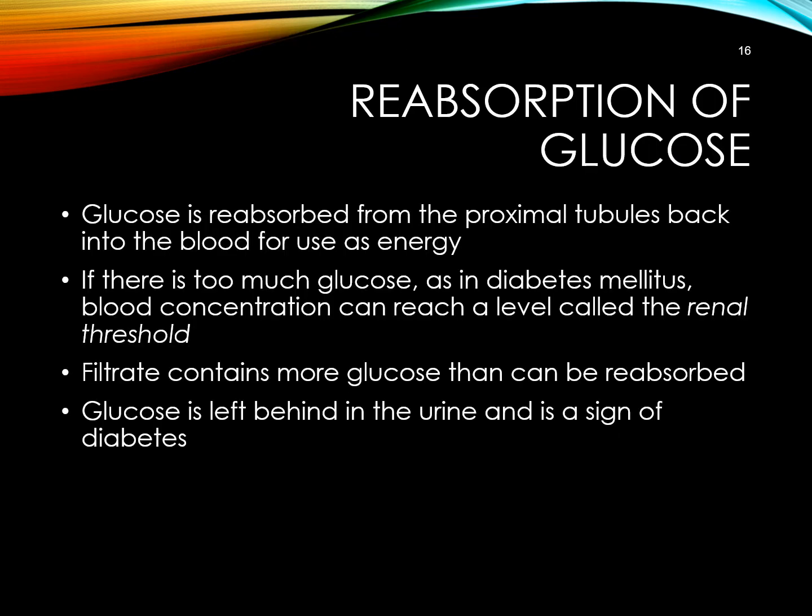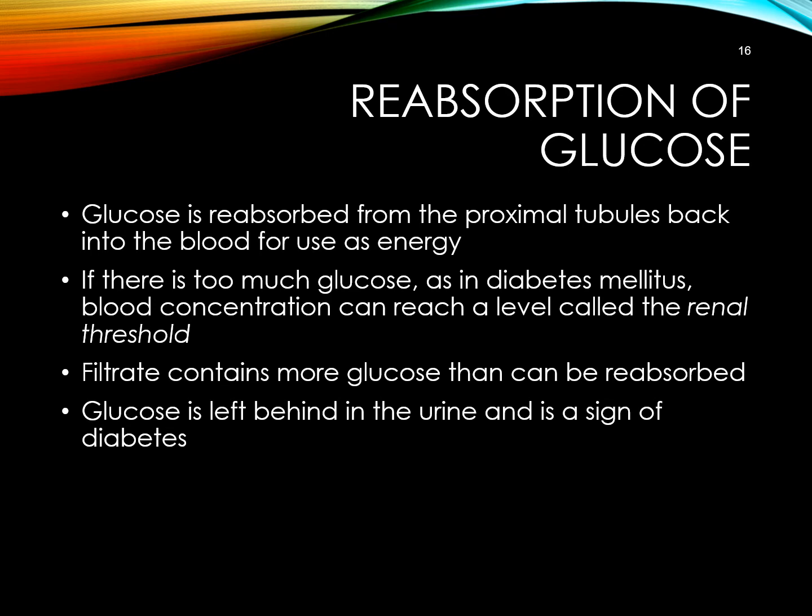As I mentioned previously, glucose is reabsorbed in the proximal tubule and back into the blood to be used for energy. So that's that first segment of the renal tubule. If there is too much glucose, aka there are not enough transporters available to transport the number of glucose molecules that we have, we're going to reach that renal threshold, and as a result, the rest of that glucose is going to remain in the tubules and it's going to be excreted in the urine. Now, this is a sign of diabetes and it's called glycosuria.